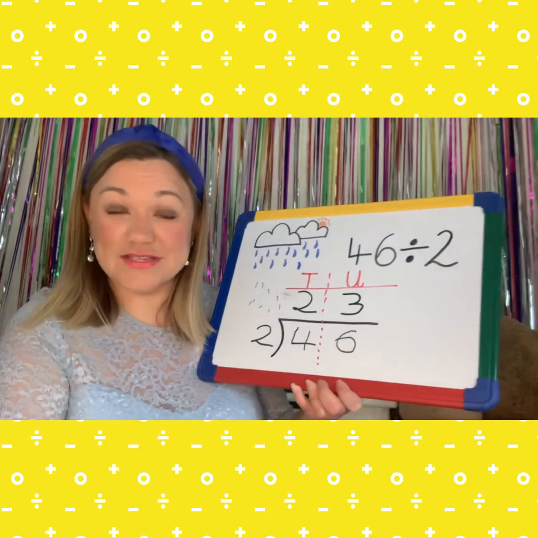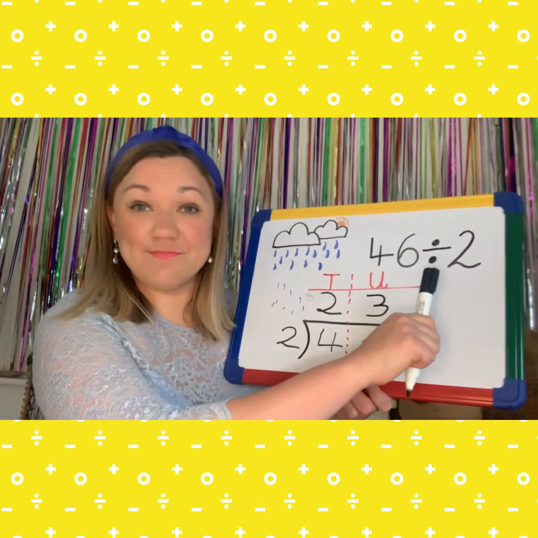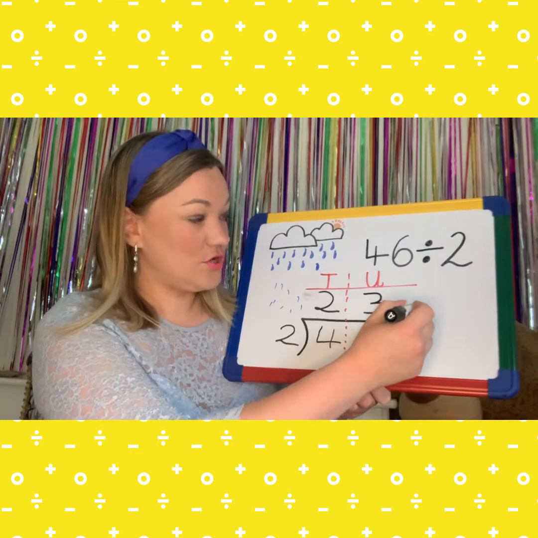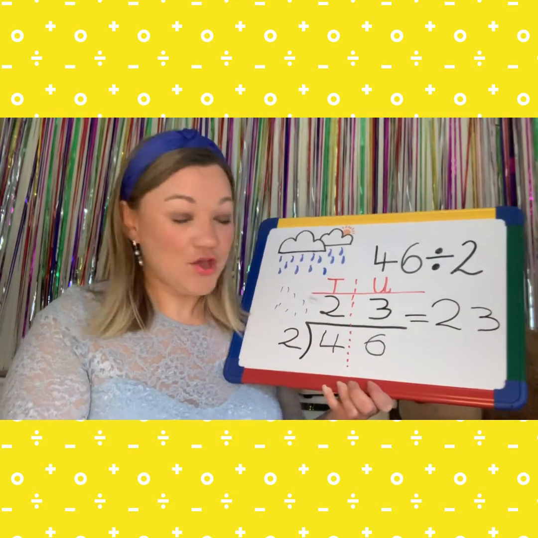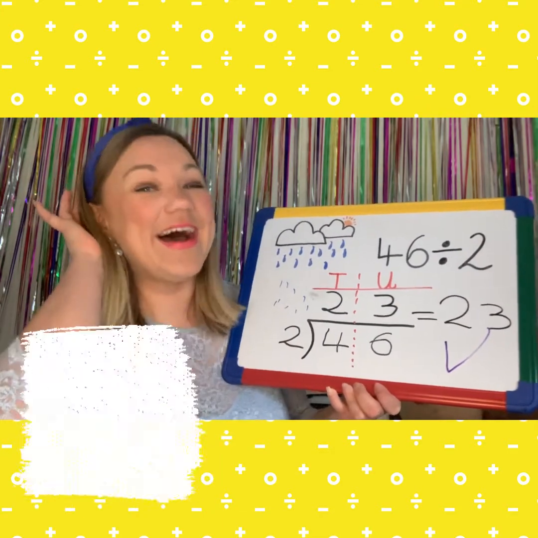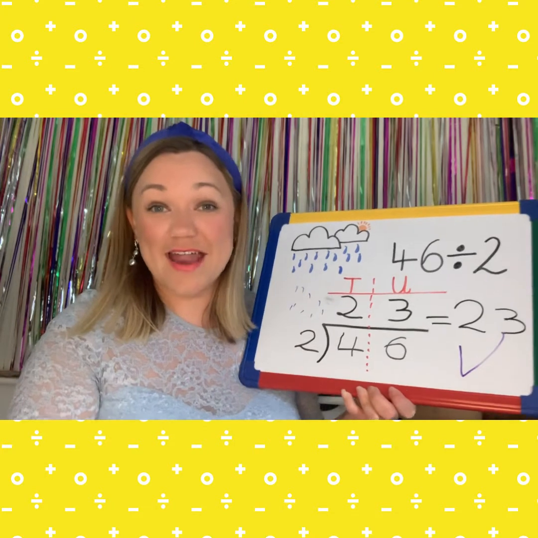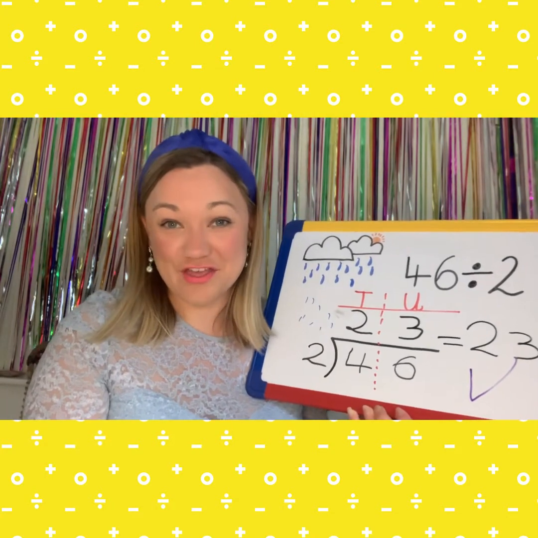So you can now see, children, my answer. 46 divided by 2 equals 23. Hooray! Well done. You would get a big tick from your teacher and a cheer. Brilliant. And then you have been able to do some short division. Let's have another go.